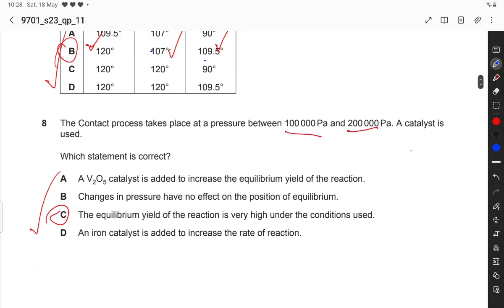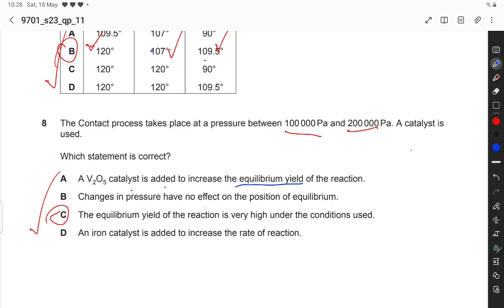Question number 8. The contact process takes place at pressure between 100,000 Pascal and 200,000 Pascal, 1 to 2 atmospheric pressure. A catalyst is used. Which statement is correct? A: Vanadium(V) oxide catalyst is added to increase the equilibrium yield of the reaction. Catalyst does not increase the equilibrium yield of the reaction, it only speeds up the reaction by lowering the activation energy.